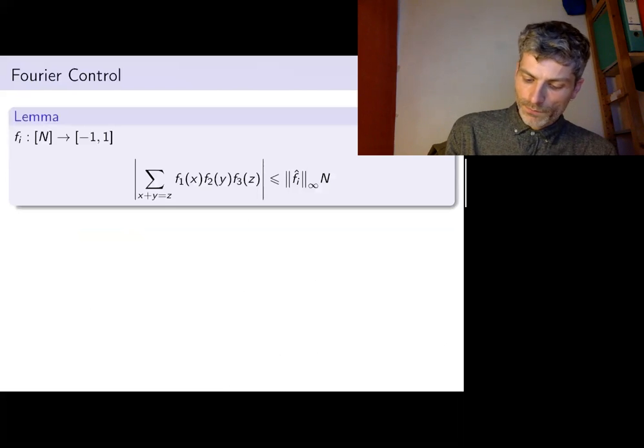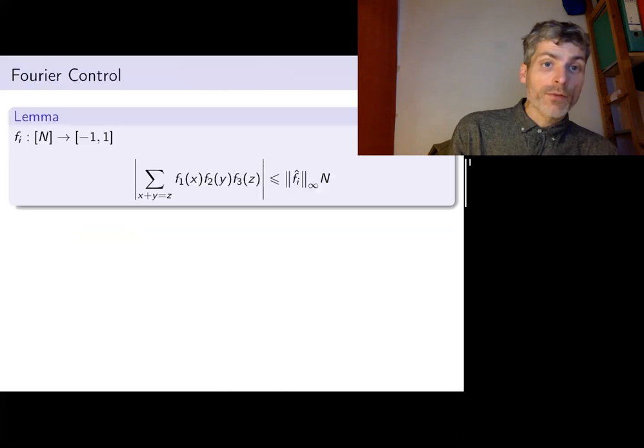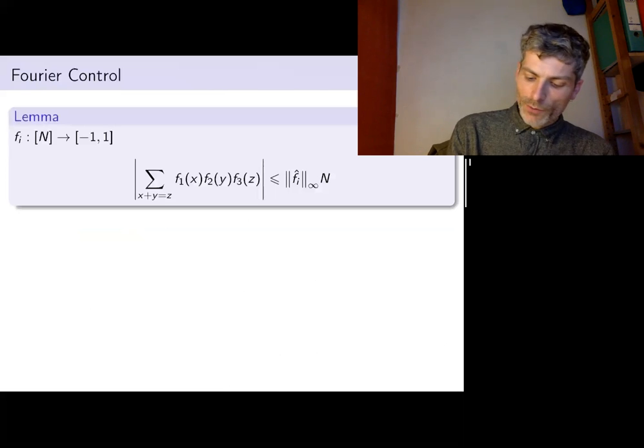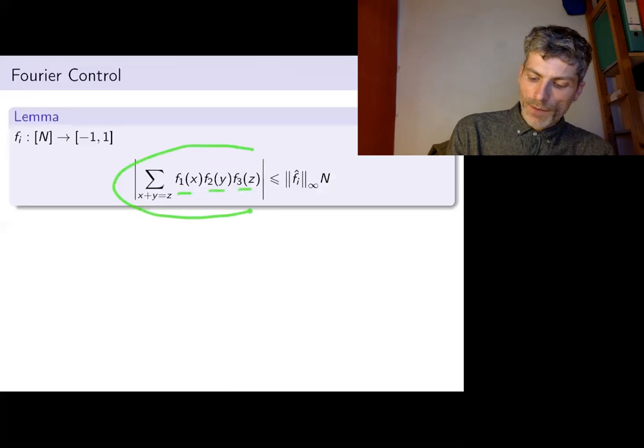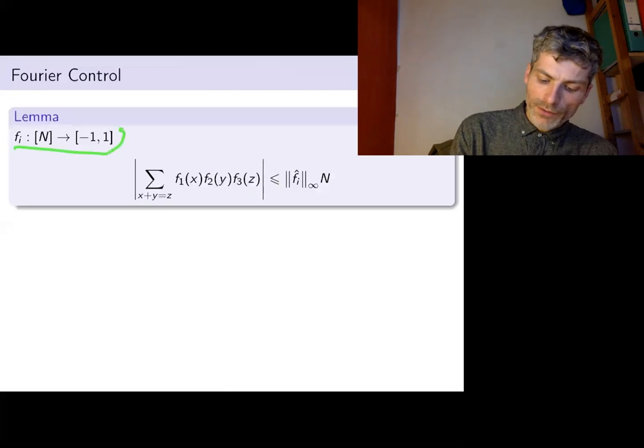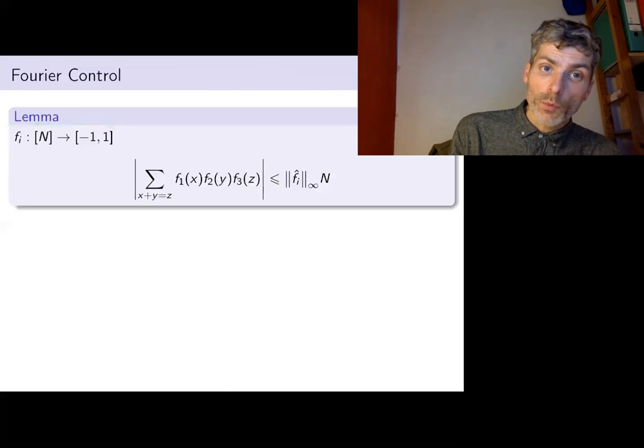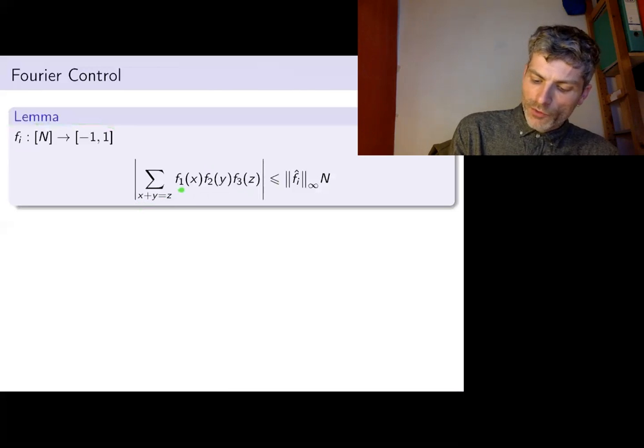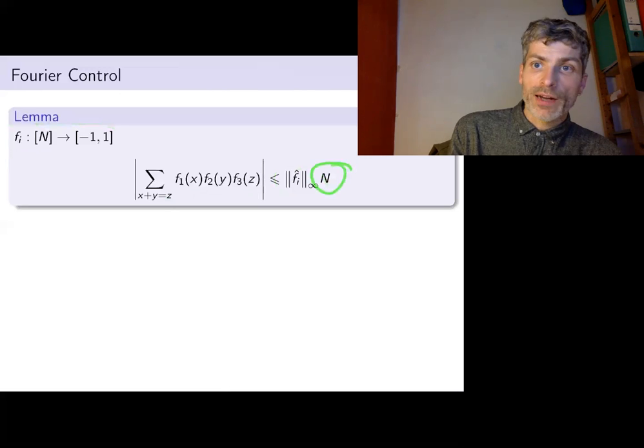How do I do that? So we'll do it via a Fourier control lemma. We'll show that the Fourier transform of our functions controls a weighted count of the number of solutions to our equation. So if you've got some one-bounded functions, bounded in magnitude by 1, and you're counting solutions to your equation where the variables are weighted by these functions, then that count is controlled by the L infinity norm of the Fourier transform of any of the functions times a factor of n.